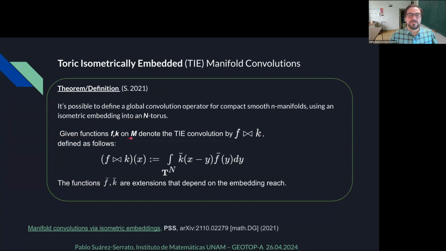Well, given two functions in M, we denote this convolution of f and k applied to x as the integral over the torus that we embedded in the ambient dimension n of k bar times f bar, and then this is going to be of the embedding that we're doing. So we've already embedded everything in there, and the way that we extend this is what allows us to define this convolution.